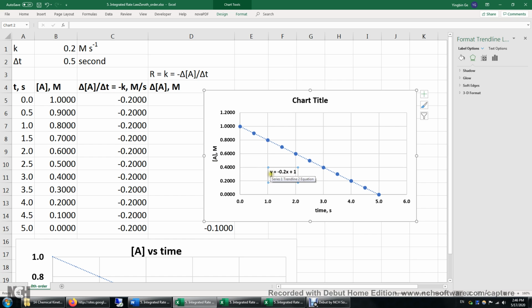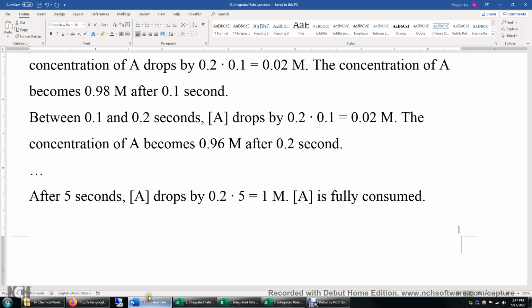And now you can see y equals negative 0.2 x plus 1. This is actually the concentration of A equals negative k. This 0.2 is k, times time, and then plus 1. This one is the initial concentration of A. So we have this relationship. And then let's get back to the document here.